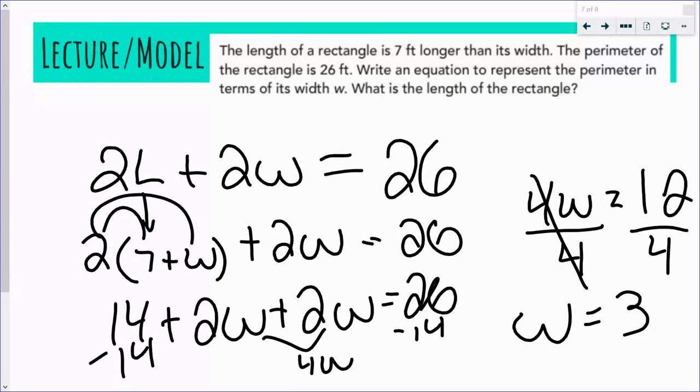And now we need to find the length. And since the length is 7 feet longer than its width, the length would be 3 plus 7, which would be 10.